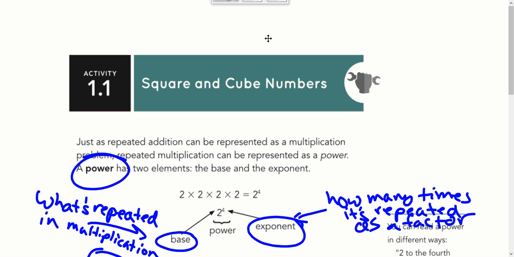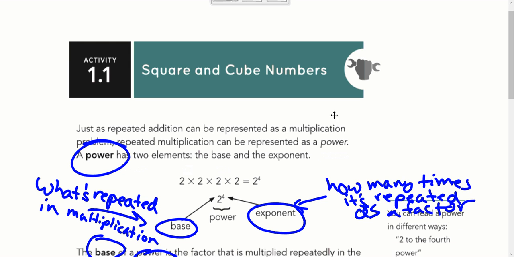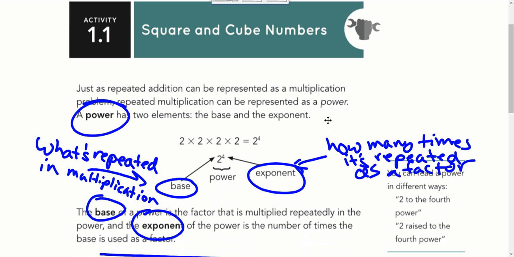Welcome to this video on evaluating numeric expressions. We started with exponents on page 9, and I'll give a quick review.